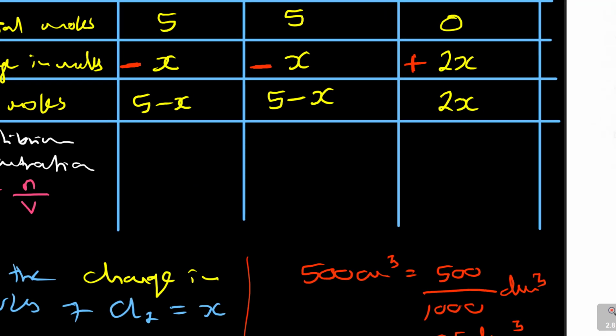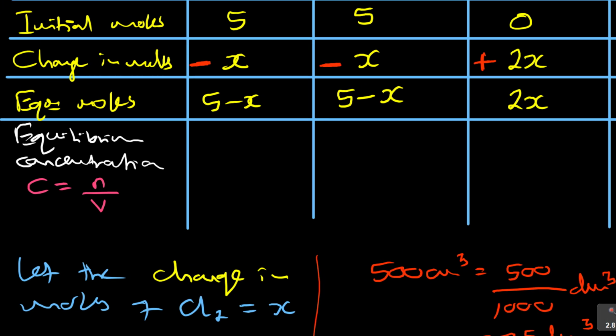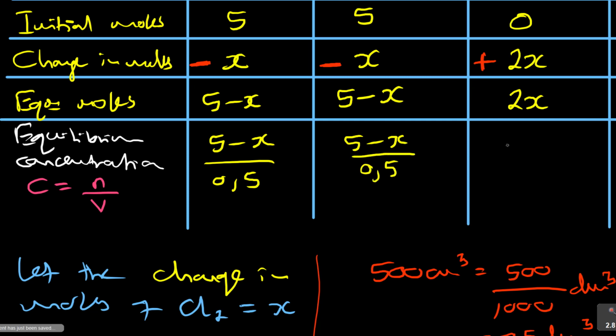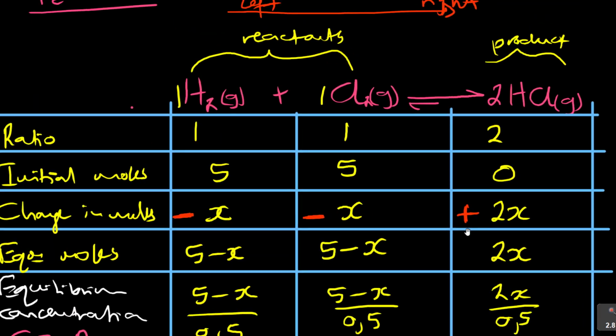So here you're going to then say the concentration is 5 minus x over 0.5. Remember, c is n over v. These are the moles: 5 minus x over 0.5, 2x over 0.5. All right, then from here we find our Kc expression.